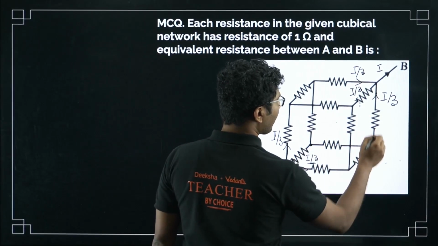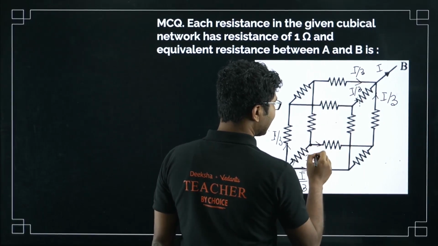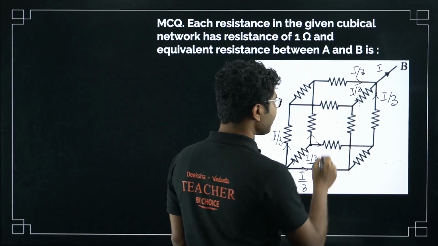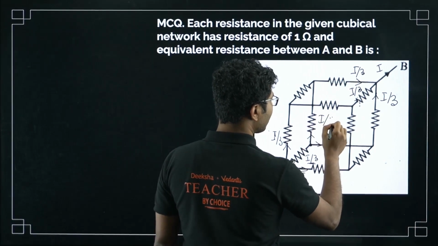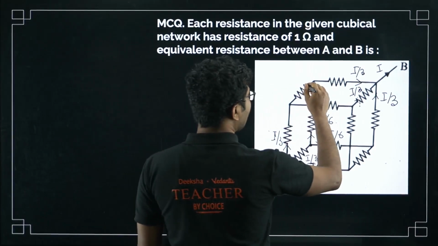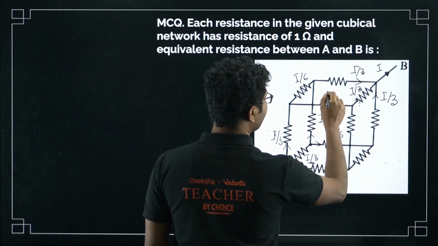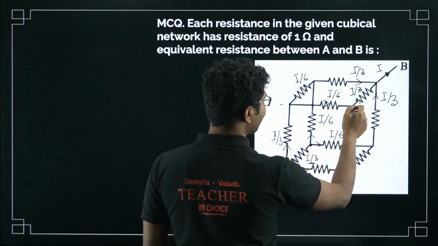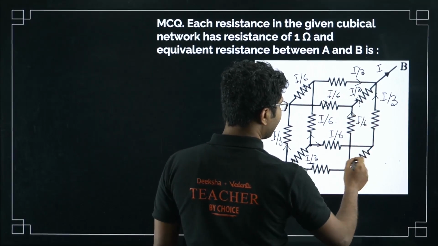It can either go from here or it can go from here. So here this I by 3 is dividing into 2 halves. So the current through this is I by 6. Similarly, the current through this will also be I by 6. Again, you can apply the same logic here: I by 6. Now, sir, why are you doing this? The I by 6, I by 6, I by 6 are combining again, so you are getting the total current.